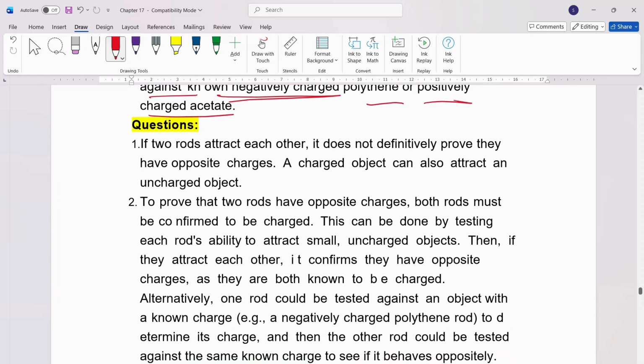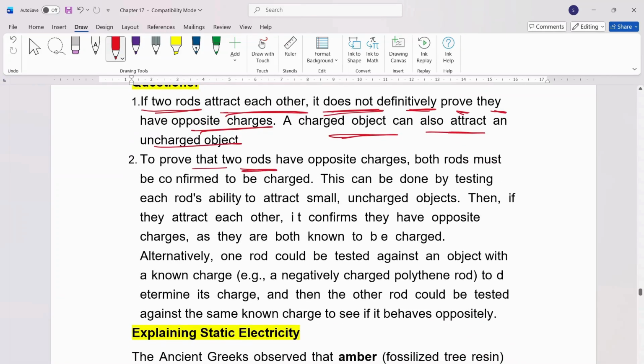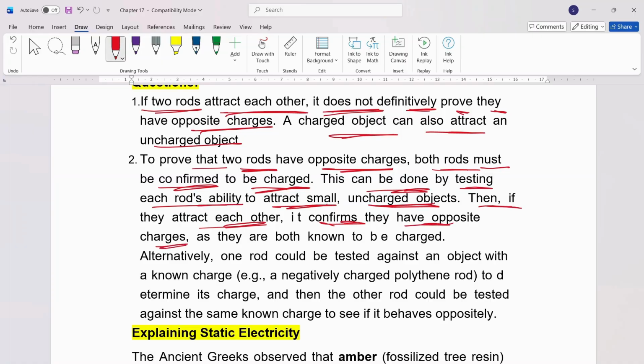Some discussion questions: if two rods attract each other, it does not definitely prove that they have opposite charges. A charged object can also attract an uncharged object. To prove that two rods have opposite charges, both rods must be confirmed to be charged. This can be done by testing each rod's ability to attract small uncharged objects. Then if they attract each other, it confirms they have opposite charges, as they are both known to be charged.